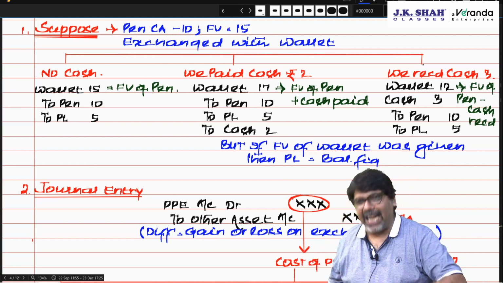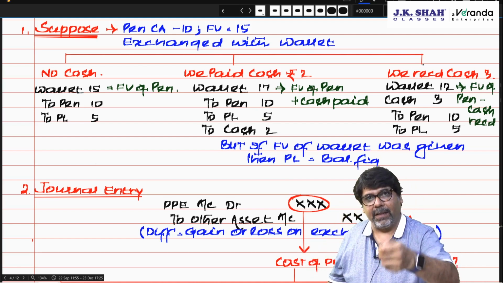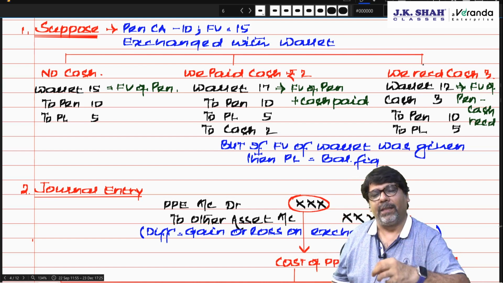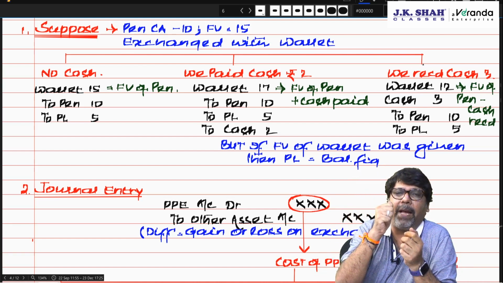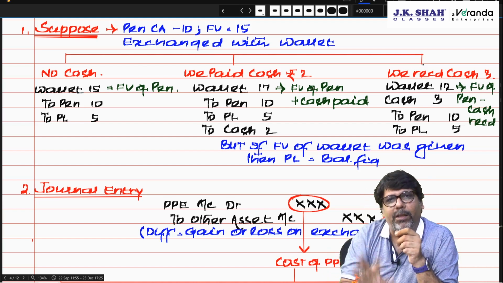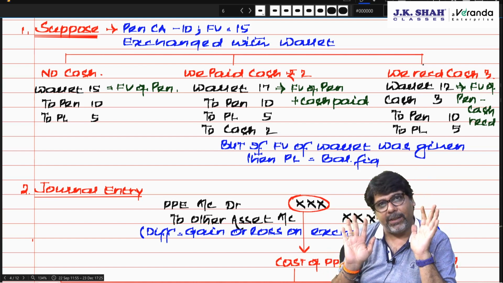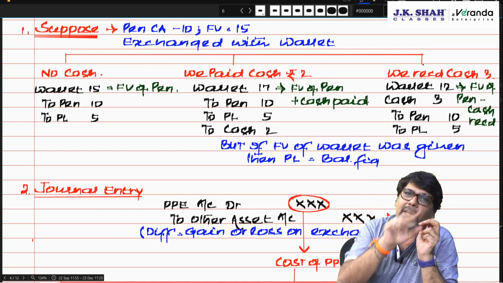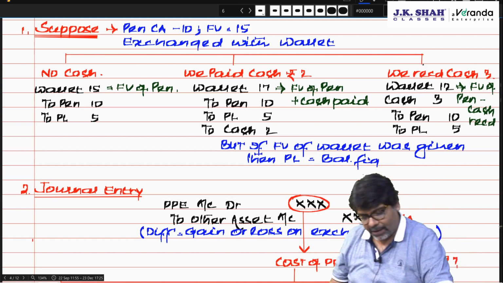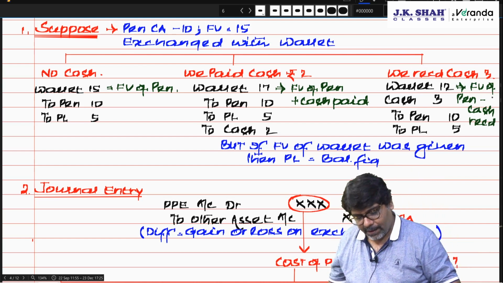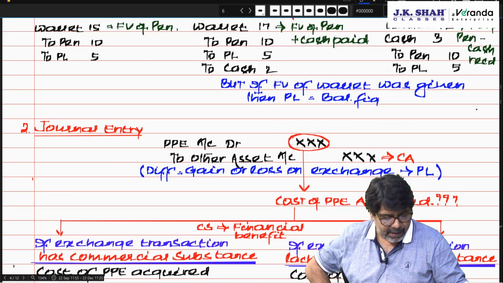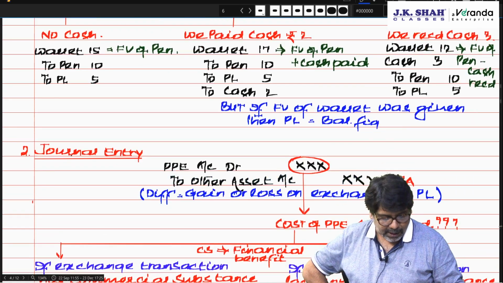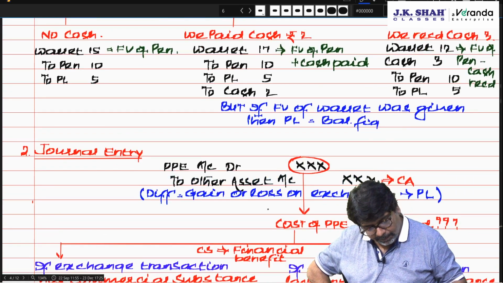We received cash. I gave him pen. He gave me wallet and 3 rupees. That means against that pen, he was supposed to pay me how much? What is the fair value of pen? Sir, 15. So he is supposed to give me goods worth rupees 15 only, no? Yes. So he gave me cash 3. The wallet was worth how much? Sir, 12. So fair value of pen minus cash received. Correct.